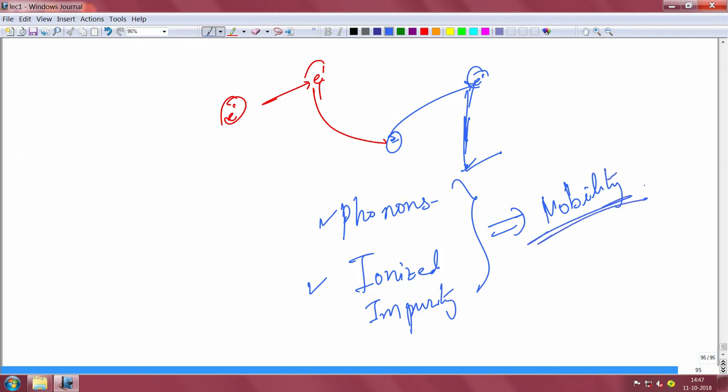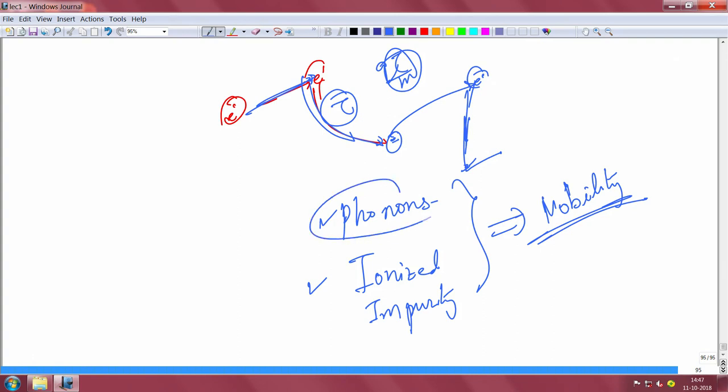The more they scatter, the lower will be the mobility, which means the more frequently the electrons will scatter. If you scatter more frequently, your tau, the mean free time that you are spending between collisions, will come down. If it comes down, then q tau by m also comes down. So your mobility also decreases. More frequent collision leads to lower mobility.